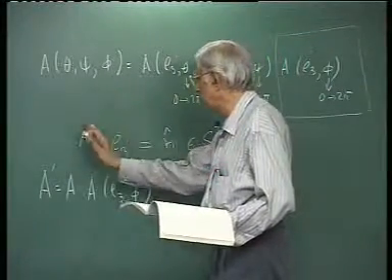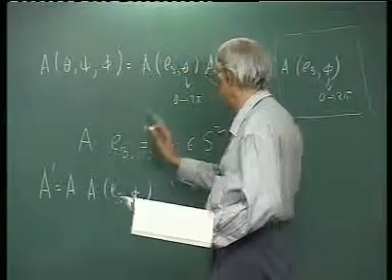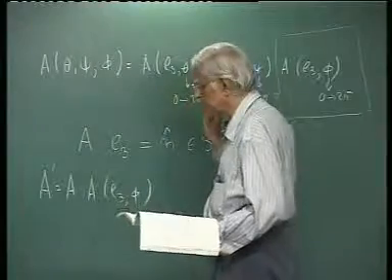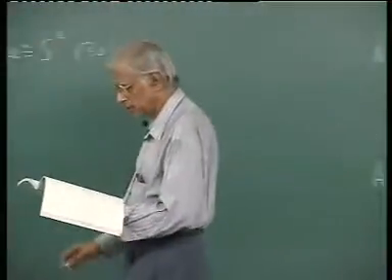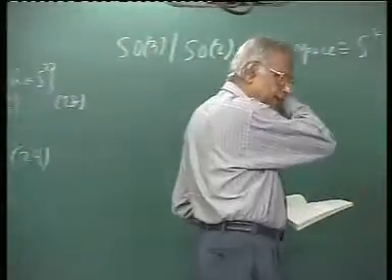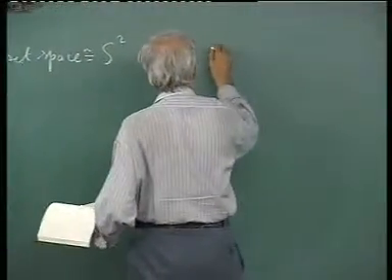Every SO2 coset determines a unit vector n on S2. Every n determines a coset in SO3. So this is a very important result. And one reason for my writing it is to warn you.